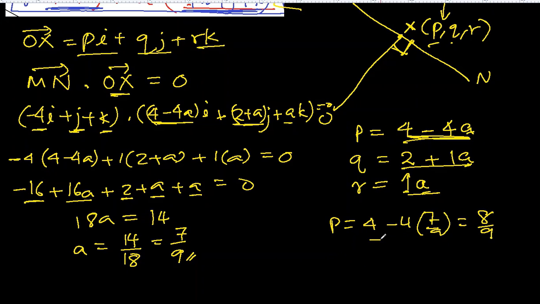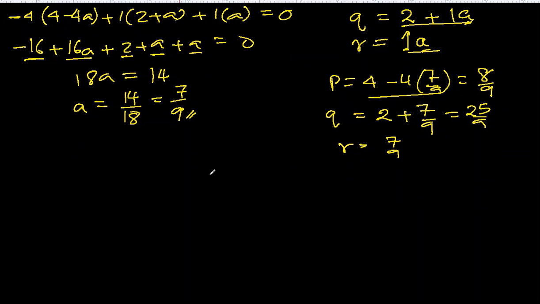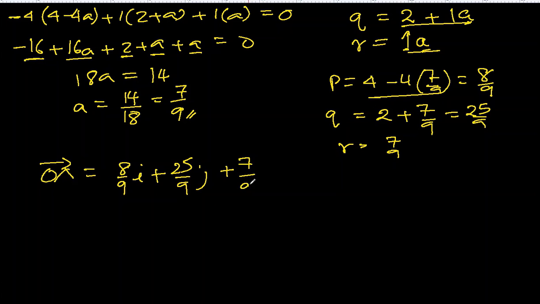I'm doing it mentally. You can just put this in a calculator, you'll get it. Okay. Q equal to 2 plus 7 over 9. That will be 25 over 9. R equal to 1a, just 7 over 9. So those are the coordinates of X, and OX becomes on this basis 8 over 9i plus 25 over 9j plus 7 over 9k, and we wanted perpendicular distance, which is the magnitude of OX.